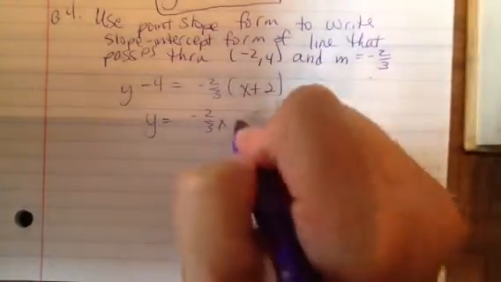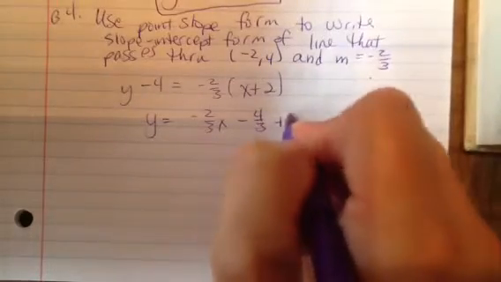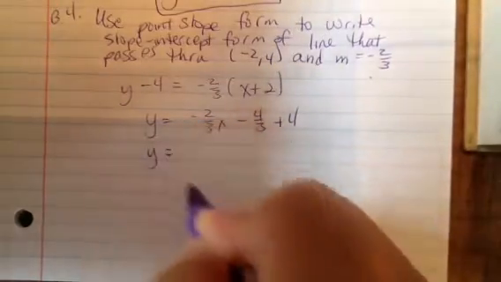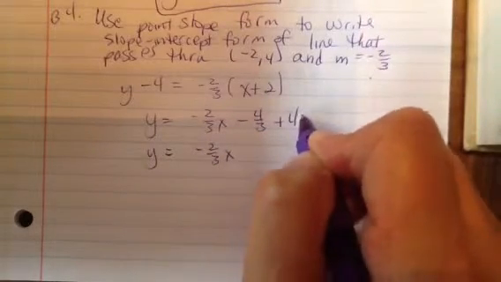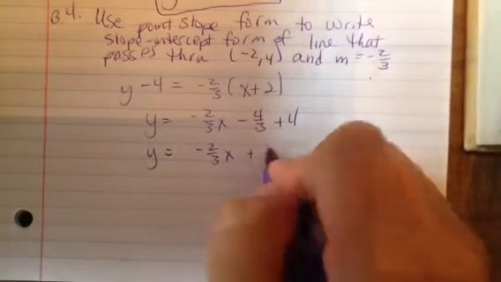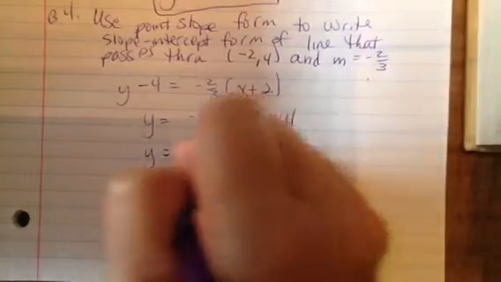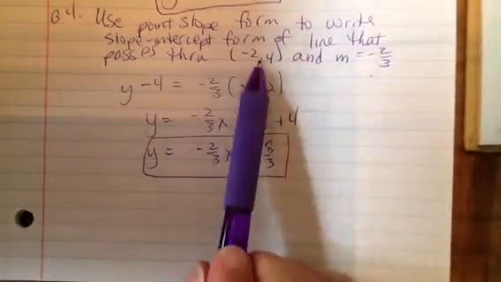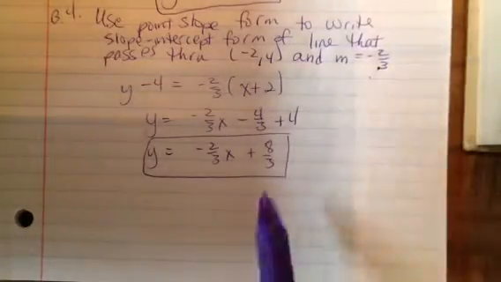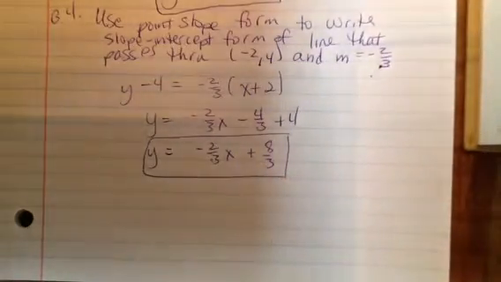And now it's just a matter of rewriting it. -2/3 x minus 4/3 plus 4. So y equals -2/3 x. 12 minus 4 is going to be 8/3. And that is now the equation of the line that passes through this point, has this slope, and it is in a slope-intercept form.